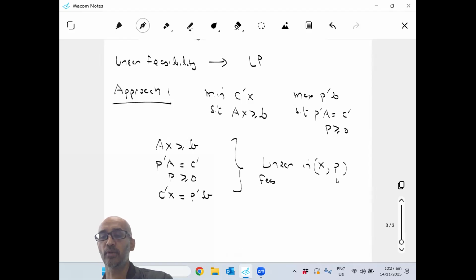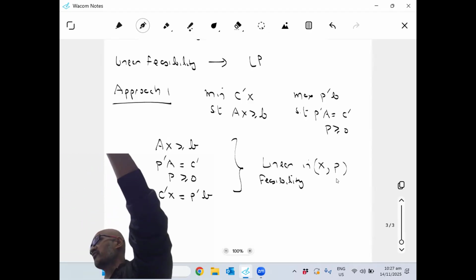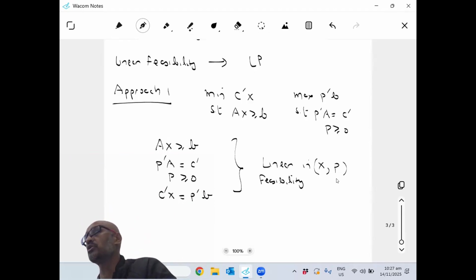So this is a linear feasibility problem. I would take the ellipsoid method and run it on this set of equations and inequalities. Find me an X and a P that satisfies these conditions. Once I do it, I'm done. If I cannot do it, it's infeasible, and I cannot solve the problem. So that's one way.